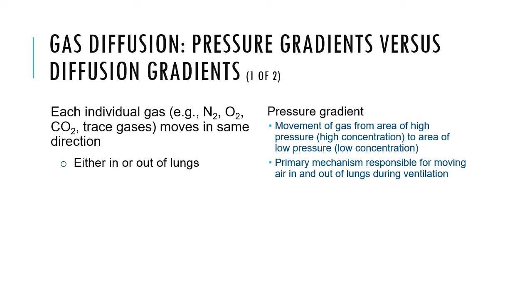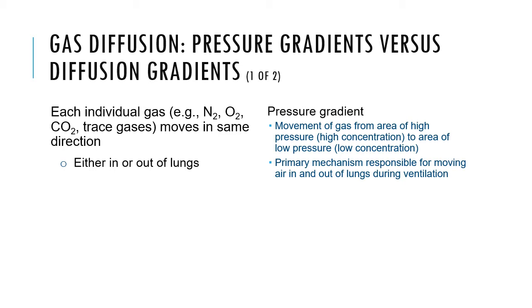So let's talk about the difference between pressure gradients and diffusion gradients. A pressure gradient is defined as the movement of gas from an area of high pressure or high concentration to an area of low pressure or low concentration. A pressure gradient is the primary mechanism responsible for moving air in and out of the lungs during ventilation.